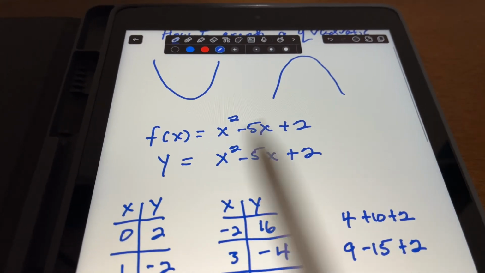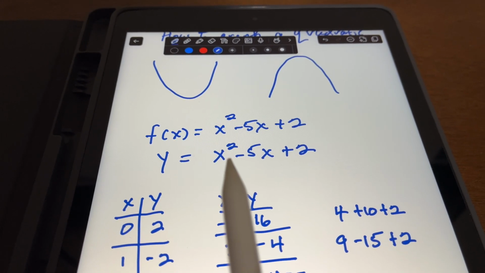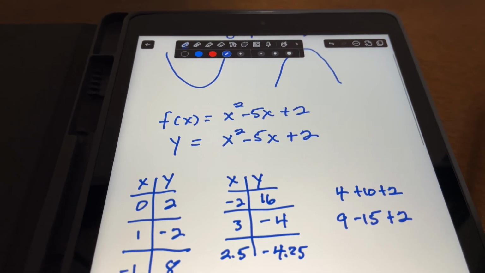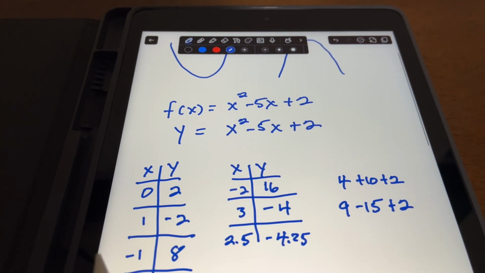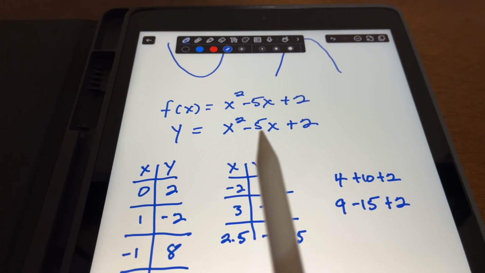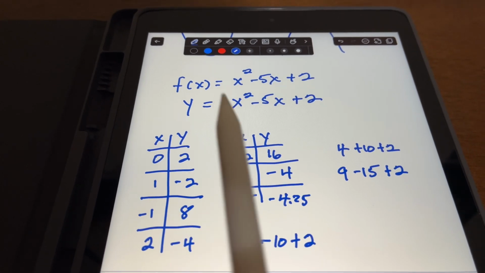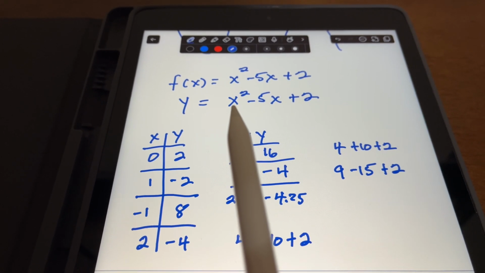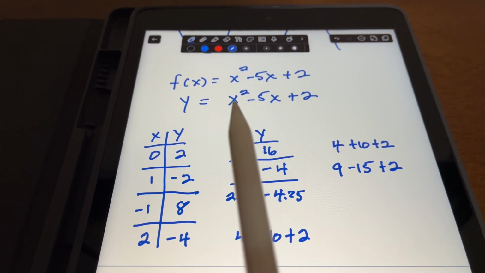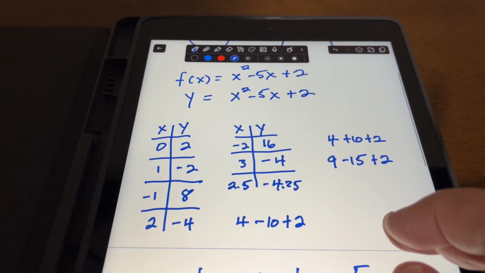So we're going to start by putting 0 in for x. So 0 squared minus 5 times 0 plus 2 is 2. So if you put 0 in for x, you get 2 for y. If you put 1 in, 1 squared is 1, negative 5 times 1 is negative 5, plus 2 is going to be negative 2. If we put negative 1 in, negative 1 squared is negative 1 times negative 1, so that's 1 also. So 1, and then negative 1 here is 5. So 1 plus 5 is 6, plus 2 more is 8. And so you do that for the other values.